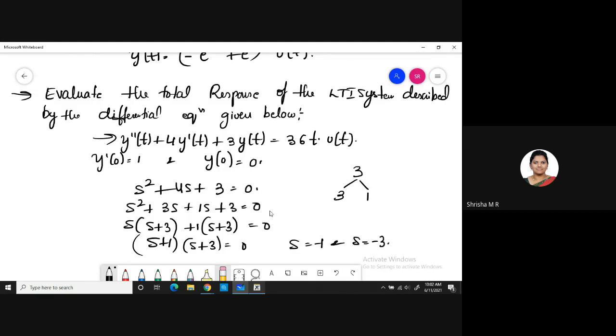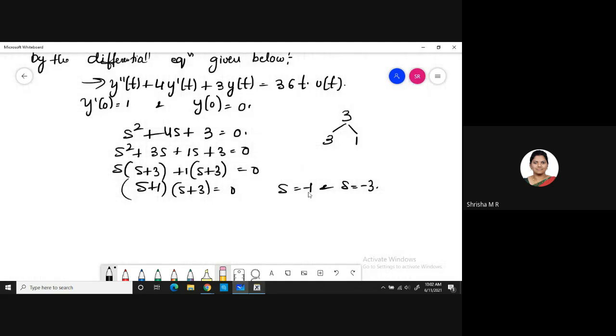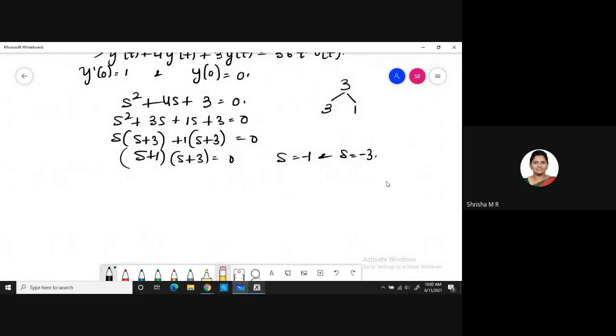So what is your natural response? The roots are real and distinct. So the natural response will be yn of t, which is equal to k1 into e power minus t plus k2 into e power minus 3t. Substitute the value of s here.